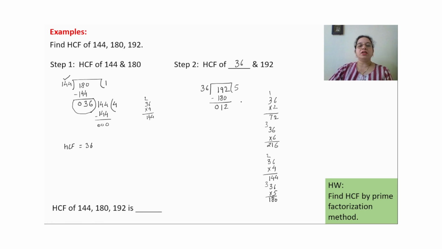Now since the remainder is not 0, again we will consider this as the divisor and the earlier divisor as the dividend. Forget about the upper part, just concentrate on 12 and 36. So 12 3s are 36. Your remainder is 0. So the last divisor is 12. This will become the HCF of these two numbers, and the final HCF is always the HCF for the given three numbers. Again, try to find the HCF by the prime factorization method. This is your work to do.